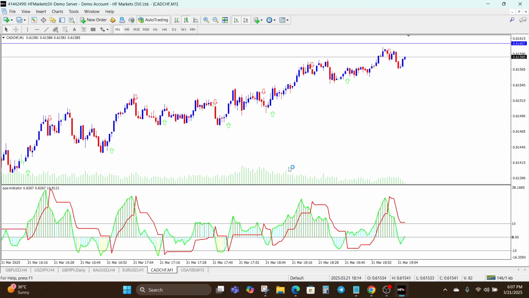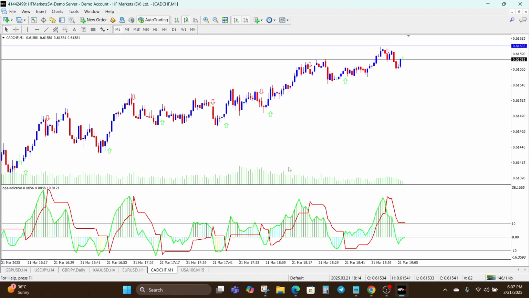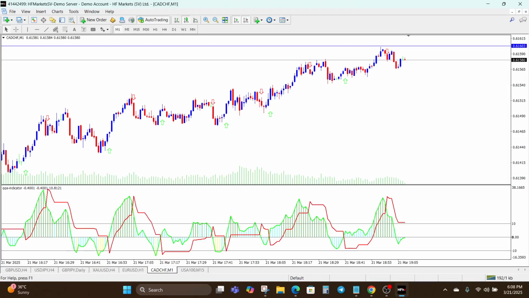Now, the QQE indicator actually stands for Qualitative Quantitative Estimation, and it is based on the Relative Strength Index. However, it takes things a step further by removing lag through an advanced smoothing technique. Unlike traditional RSI indicators that can be choppy and delayed, the QQE provides a smoother, more reliable trend signal, helping traders avoid false breakouts and trade with confidence.